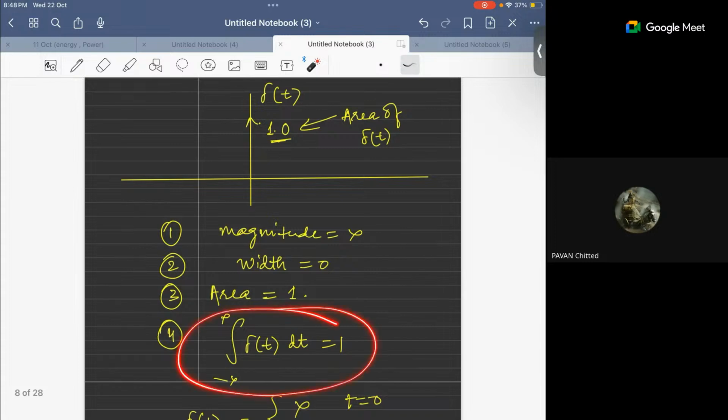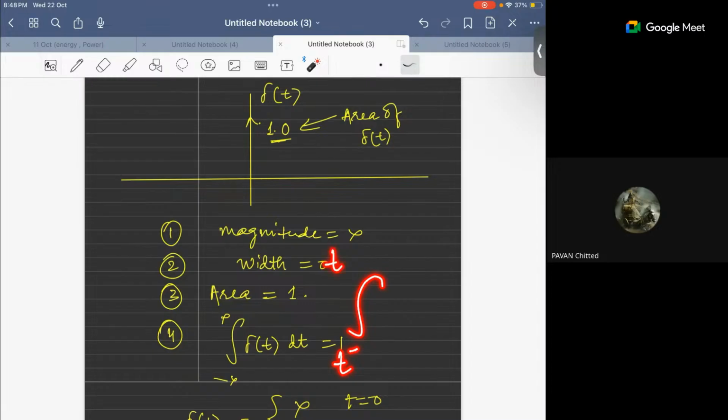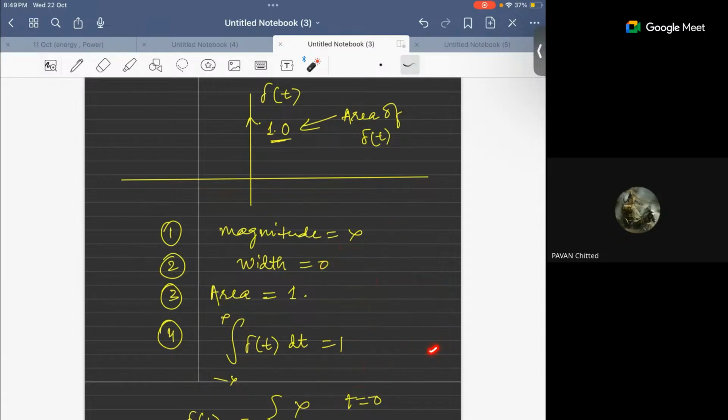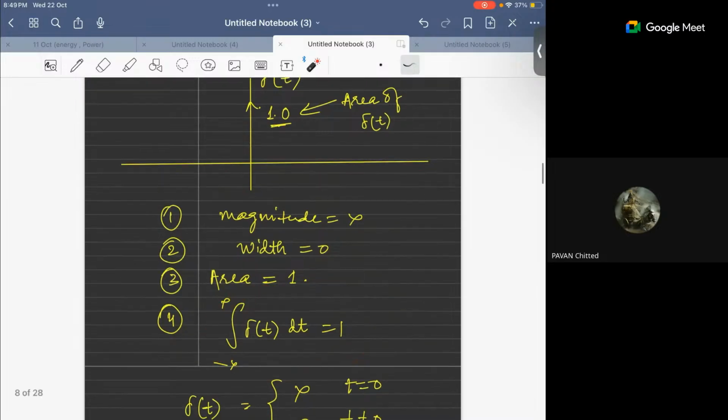So if you integrate the delta function from minus infinity to infinity, or from t0 minus to t0 plus, you will get 1. That 0 should be included. You can write it from minus infinity to infinity, anything you can write. If, for example, you are integrating from 1 to 2, then the result should be 0, because over 1 to 2 the function is not defined. Where the function is defined and included in the interval, the area will be 1, and that is how it is represented.